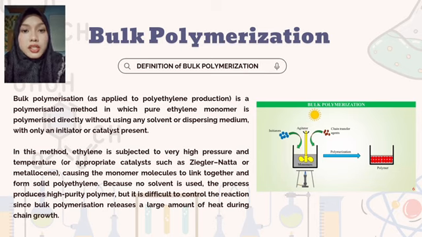In this method, ethylene is subjected to very high pressure and temperature, or appropriate catalysts such as Ziegler-Natta or metallocene, causing the monomer molecules to link together and form solid polyethylene. Because no solvent is used, the process produces high purity polymer, but it is difficult to control the reaction since bulk polymerization releases a large amount of heat during chain growth.